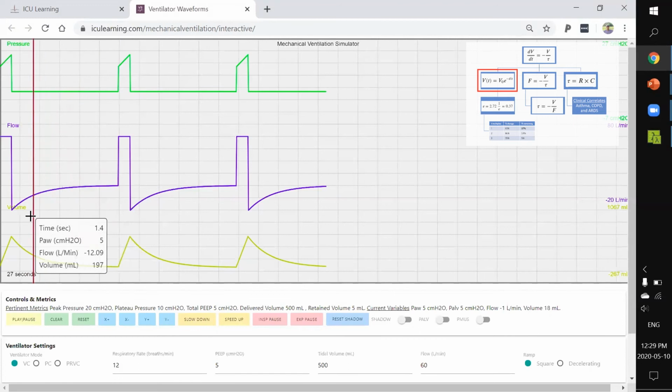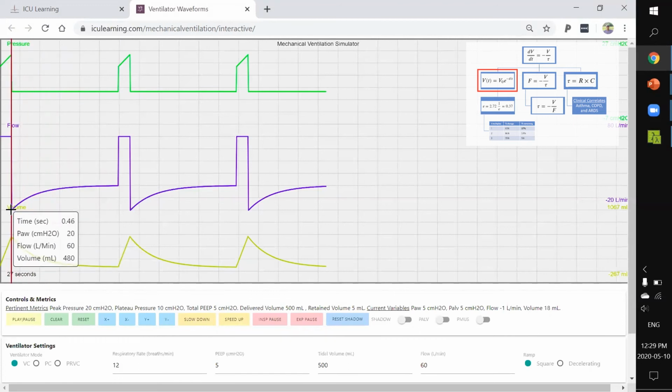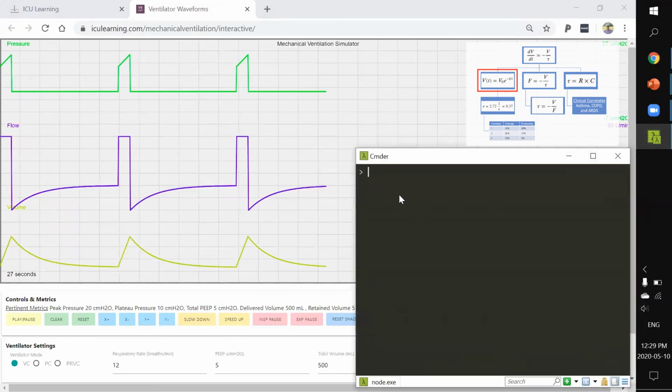I will move my slider until I get to the delivered tidal volume, which in this instance is 500. Note that the patient started exhalation with 500 milliliters of volume, and that happened at a time of 0.48 seconds. Let me write those numbers down. So this is my cheat sheet. I will write time 1 equals 0.48, and my initial volume was 500 milliliters.